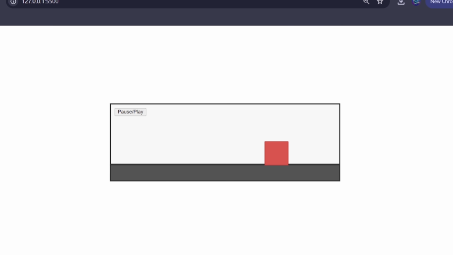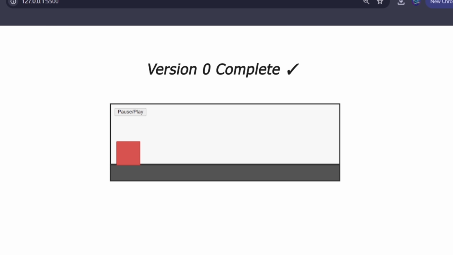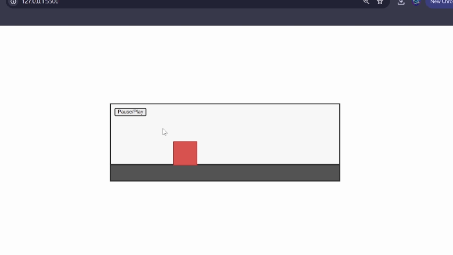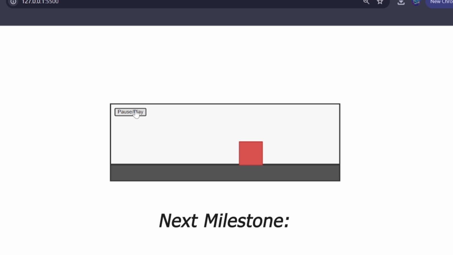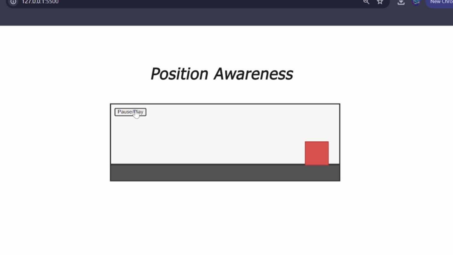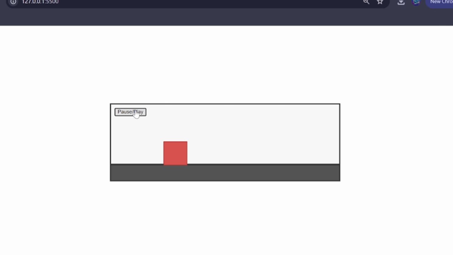Version 0 isn't about building an impressive simulation. It's about discovering the first limitation. In the next milestone, we'll solve the question every automation system eventually has to answer. How does a machine know where something is?